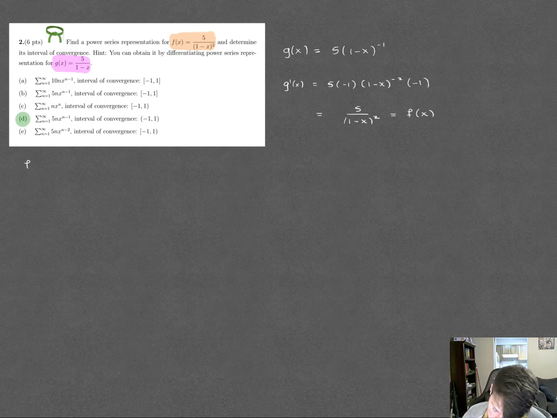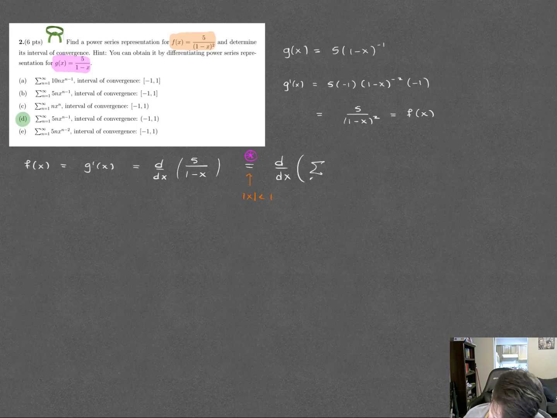So now we have f of x equals g prime of x, which is d dx of 5 over 1 minus x, and now this is equal, but remember, only for absolute value of x less than 1, this is equal to d dx of the sum from n equals 0 to infinity, and I multiply in the 5, so 5 x to the n, and I have this 5 in here.